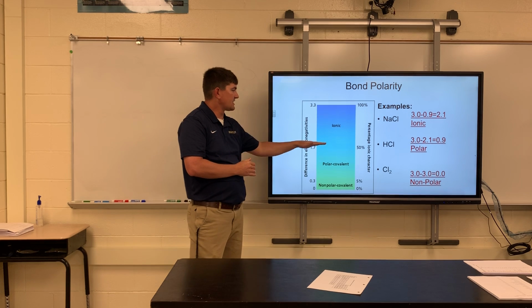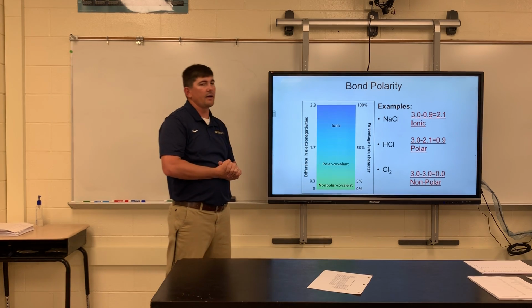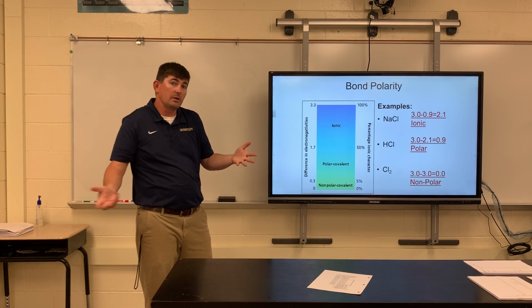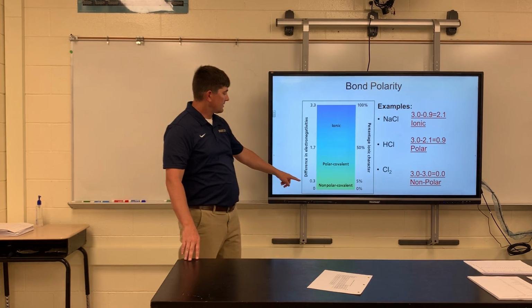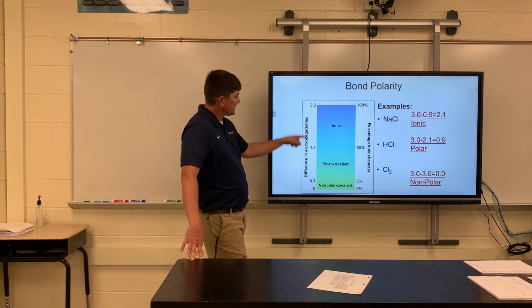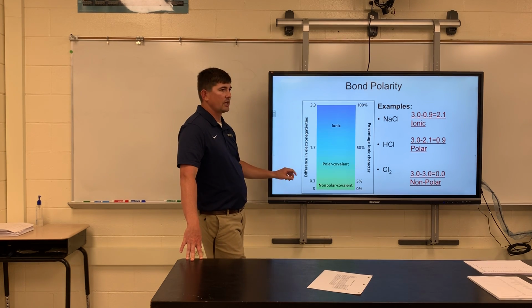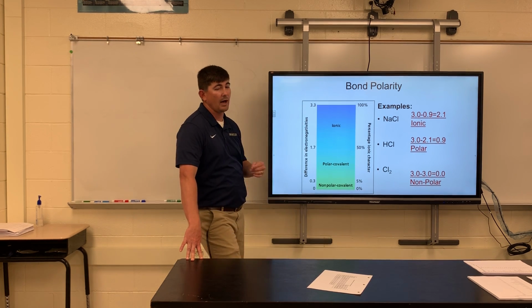If it's less than 50% ionic in character, then we consider it to be more covalent, right? So it's a covalent bond. These numbers over here tell us the differences in electronegativity. So these are the numbers that we're going to go by.